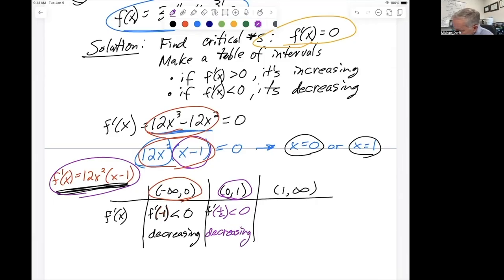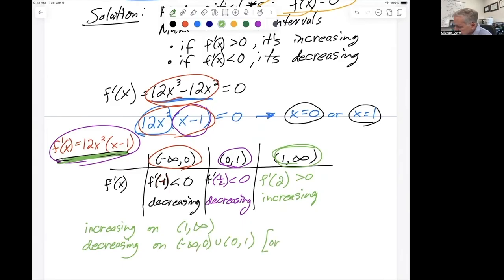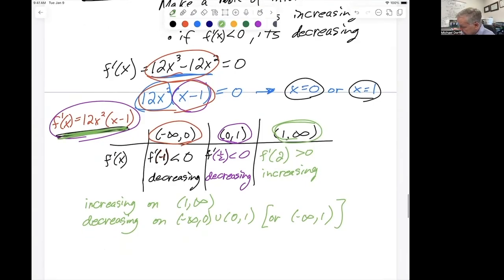And then last, I'm going to take a number here, like 2, that's in the interval from 1 to infinity. And so when I plug that into my function over here now, I'm going to get a positive number. So I have 12 times 2 squared, which is positive, and then I have 2 minus 1, which is positive. Positive times a positive is positive, so it's increasing. So it's increasing on 1 to infinity, and it's decreasing on negative infinity to 0, union 0 to 1, which also could be written as just negative infinity to 1. Okay, either of those is right from what we talked about in the book.